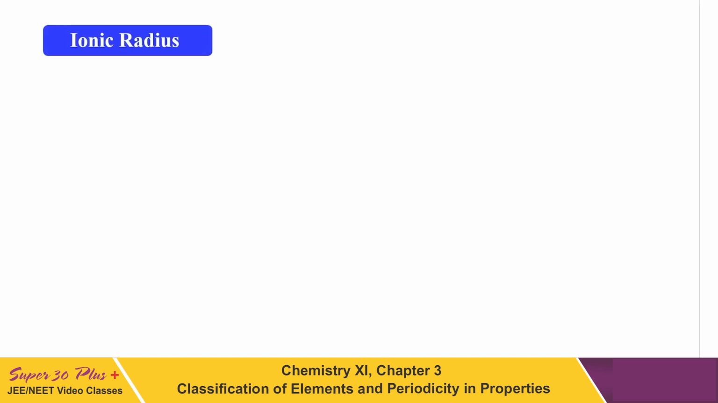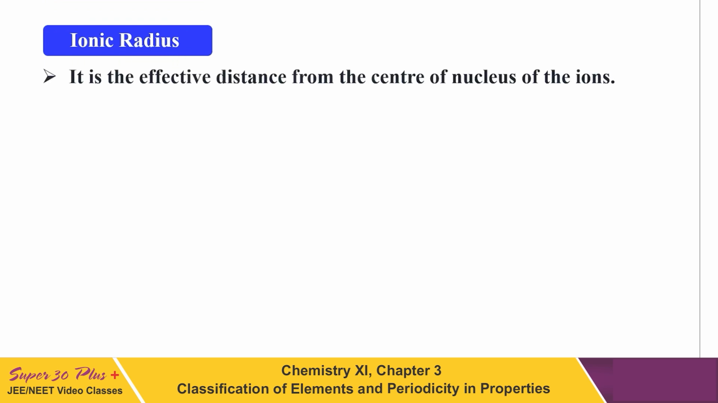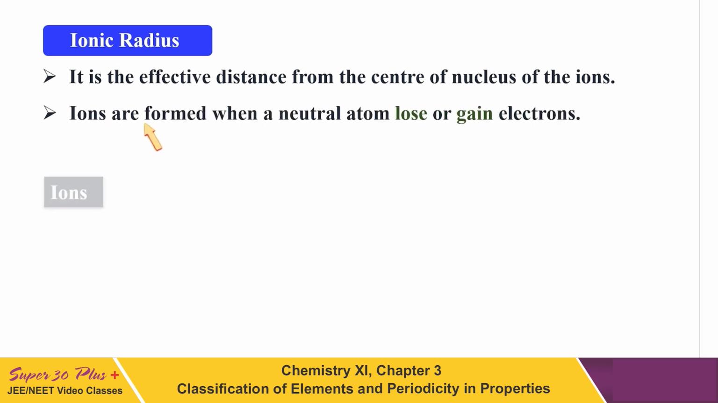But this was the atomic radius. What about the ionic radius? See, how many types of ions do we know? The ionic radius is the effective distance from the center of the nucleus of the ion to the outer electron. And how are ions formed?